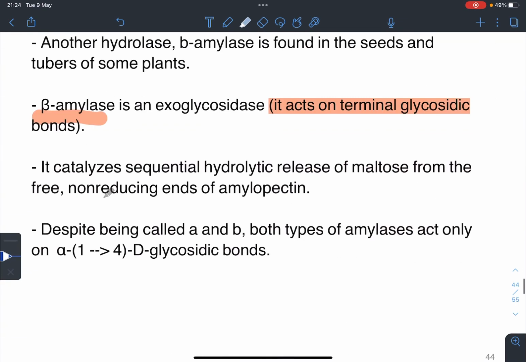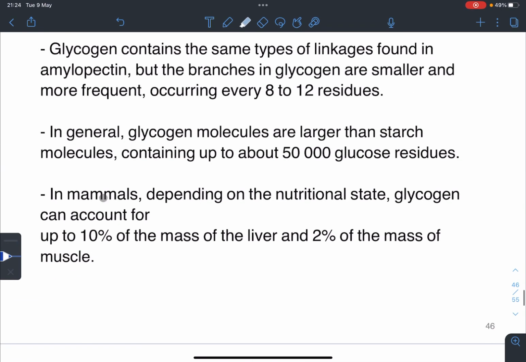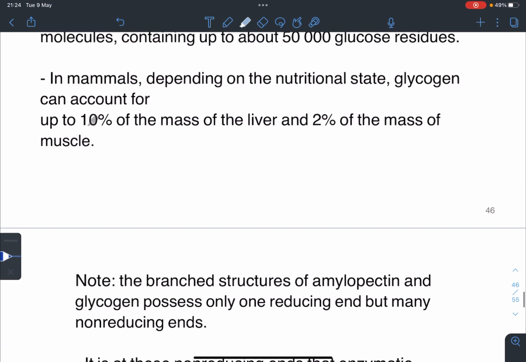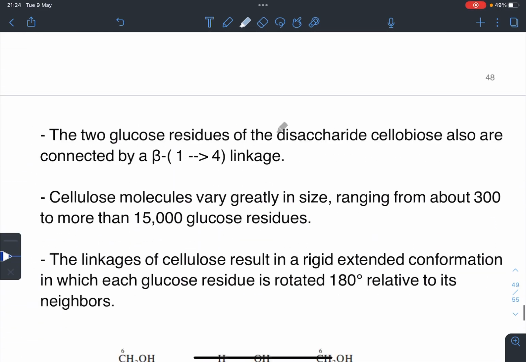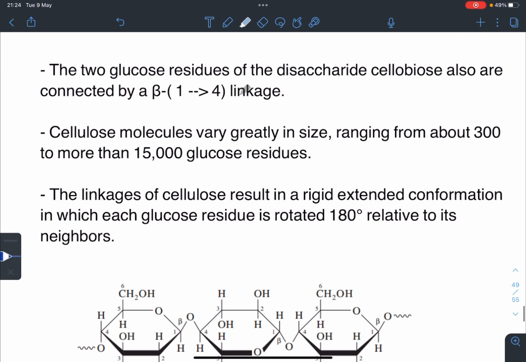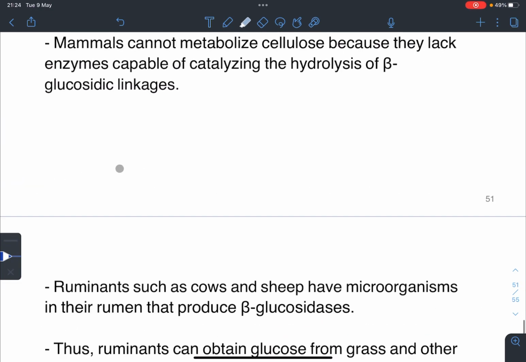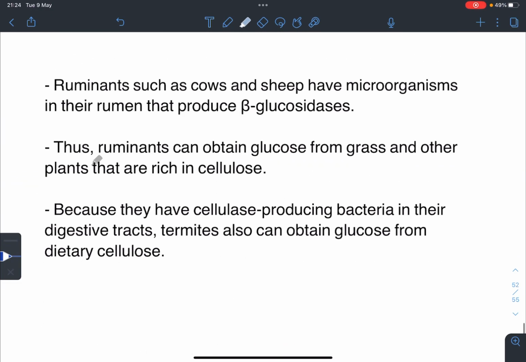I think we're going to end that for this carbohydrate slide. Up to 10% of the mass of the liver, of course, is stored as glycogen. Yeah, go study, guys. Beta 1,4 linkages are not broken. Just know that they are not broken by our body. Cows and cattle can break it down, but we can't. Ruminants can, but we can't.